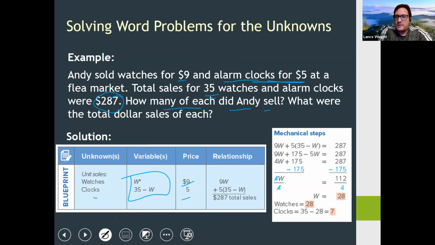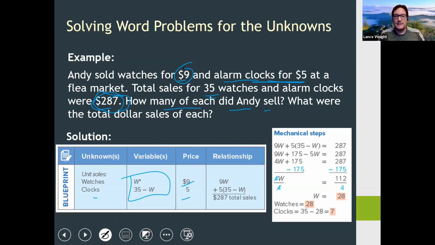So how do we put all of this together? Well, the final answer, what we're trying to figure out from dollars, W is going to tell us how many of each watch, how many watches were sold. But because we know the dollar value, if we multiply the dollar value times the number of watches sold, we'll actually get the total value of those.